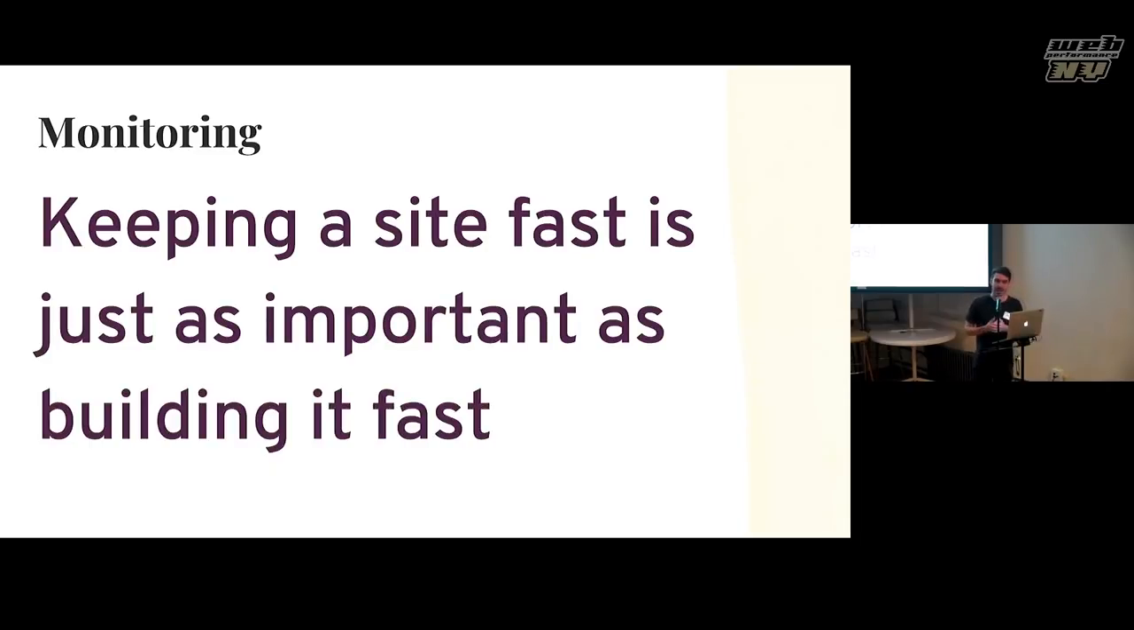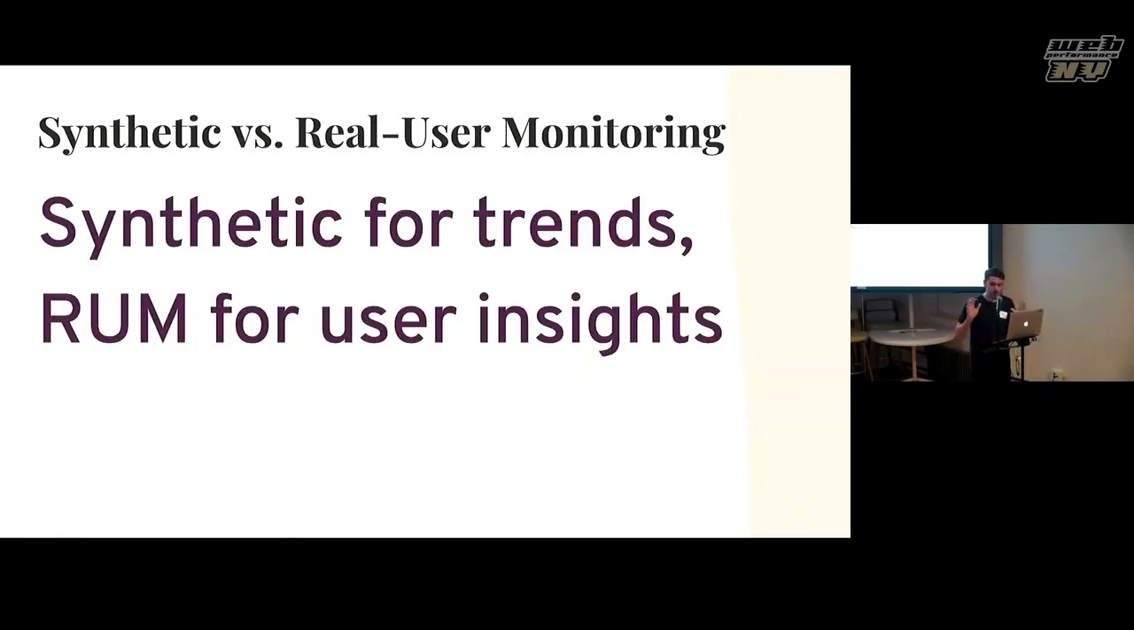Like we said, there's lots of things that can kind of sneak in and start dragging your site's performance down. And performance monitoring is a really big aspect of making sure that your site continues to stay fast and that you have an idea of where it's currently at. And so there's two main types of performance monitoring that we use. The first is called synthetic monitoring. For those of you who haven't used that before.